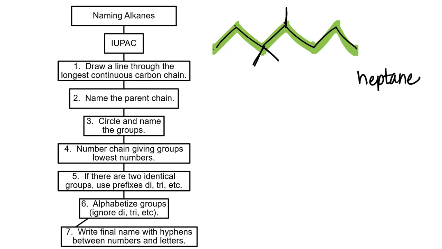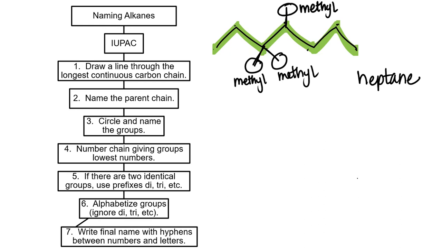1, 2, 3, 4, 5, 6, 7. For heptane, I'm going to circle the groups. Now, each one of these groups is a methyl group. All 3 of them are single 1-carbon groups. And instead of writing methyl a whole bunch of times, we're actually going to write tri for 3 methyl groups. So you can use the prefixes di, tri, and tetra. And then you can start using the organic prefixes, penta, hexa, hepta, if you have more of the same group.